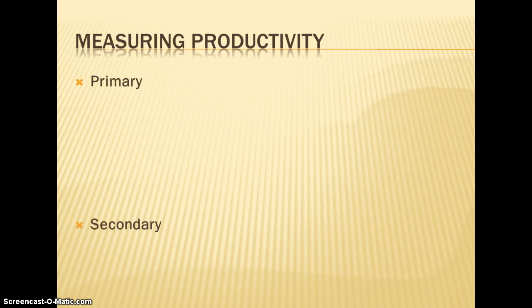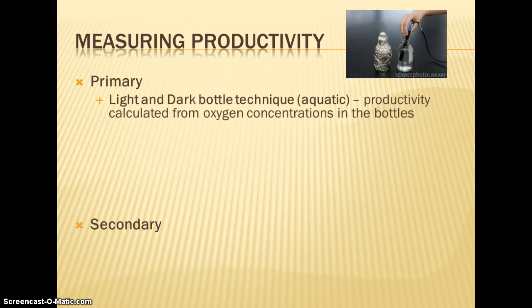When we measure productivity, if we're measuring primary productivity, remember we're looking at the plants. The best way to do that is to look at the effects of photosynthesis. So we use a light and dark bottle technique because the dark bottle is not going to experience photosynthesis. So the only thing we're going to be able to measure in the dark bottle is respiration.